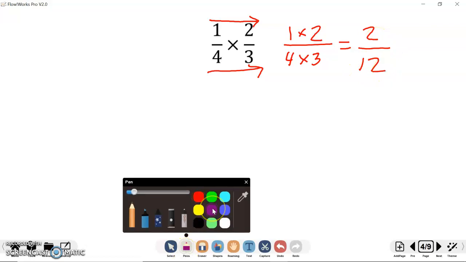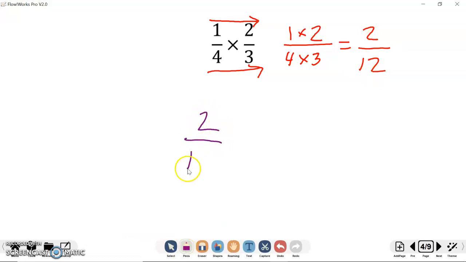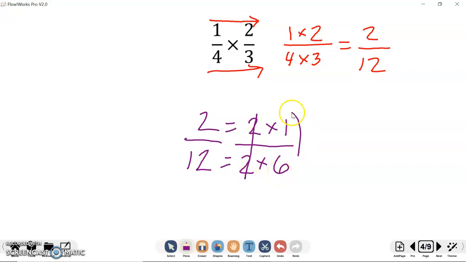And I asked myself, can I simplify? So 2 and 12. We think about this. 2 is equal to 2 times 1, and 12 is equal to 2 times 6. So if we get rid of the 2 and the 2, we're left with 1/6. So our simplified version is going to be 1/6. Make sure you're simplifying your fractions because otherwise they won't be correct.